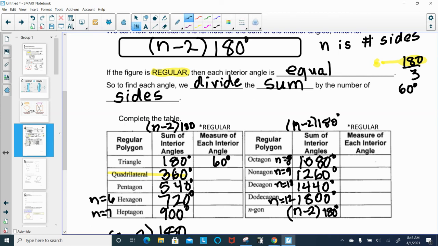Now for the quadrilateral, I'm going to take the sum, but I'm not going to divide by 3 anymore because I have 4 sides in the quadrilateral. So I'm going to divide by 4, and that's going to give me 90. The pentagon, I'm going to do one more, and then I'm going to get you to pause your video. You're going to get 108. So go ahead, pause your video, and don't freak out if you get a decimal.